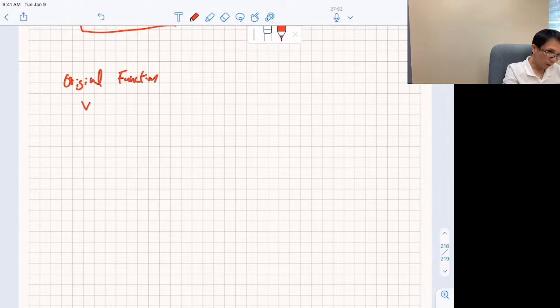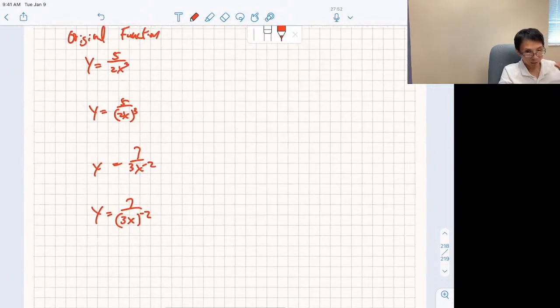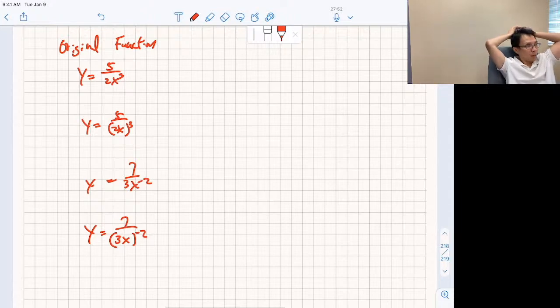and now we're going to say y is equal to 5 over 2x to the third, and then y is equal to 5 over 2x to the third, and then y equal to 7 over 3x to the negative 2, and last one's y equal to 7 over 3x to the negative 2. Now, do you see that there are small differences in each question between A and B and C and D, right? The parenthesis location. Do you see that?